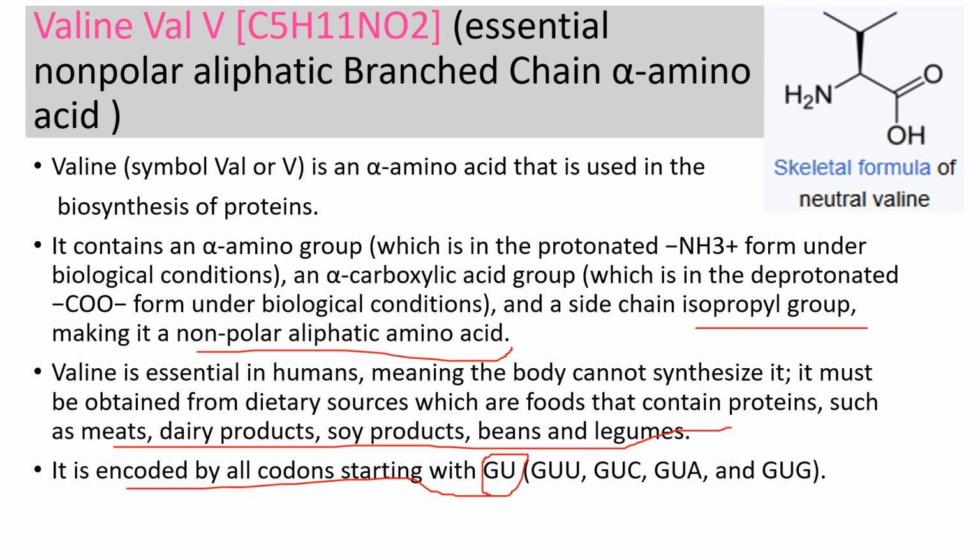Okay, so as you can see, it has a carboxyl group. It also has an amino group. It also has a side chain of isopropyl group. So remember, valine has a side chain of isopropyl group.